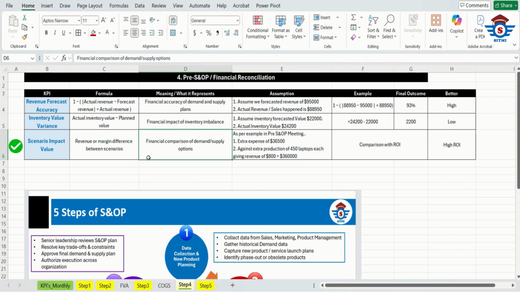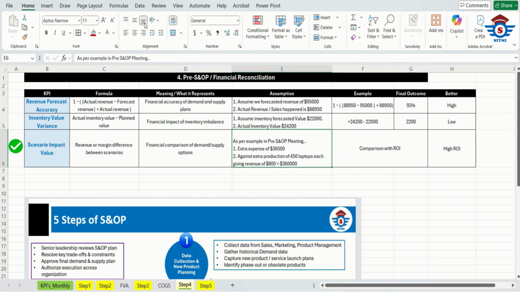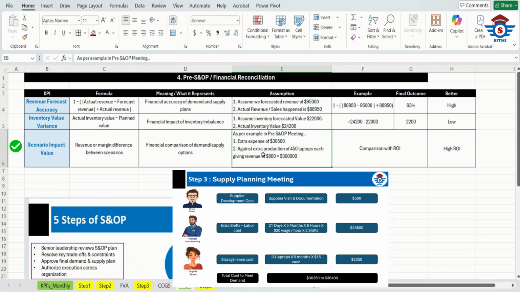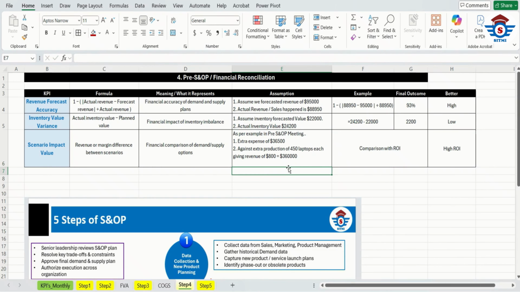So what does it mean? It tells about the financial comparison of demand and supply options, and to simplify the understanding, let's take our old example from our step 4 session. In our step 4 pre-S&OP meeting, we had seen that there would be extra expenses of $36,500, and these extra expenses are basically to cover the extra demand of 450 laptops, and each laptop is giving revenue of around $800. So the total revenue we are getting is around $360K against the expense of $36,500. So when we compare that with the return on investment, we understand how impactful the extra spend is that we are doing for the business.